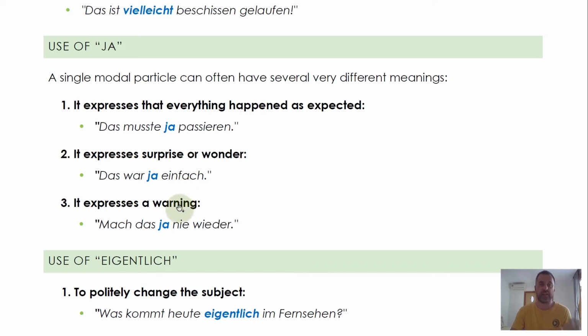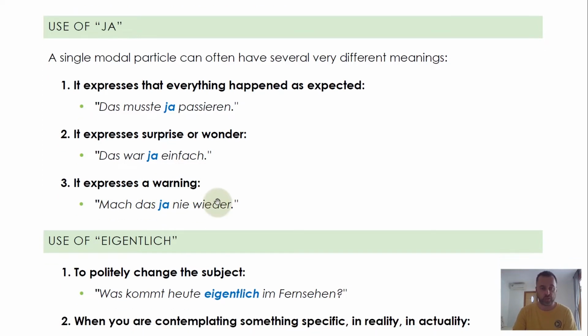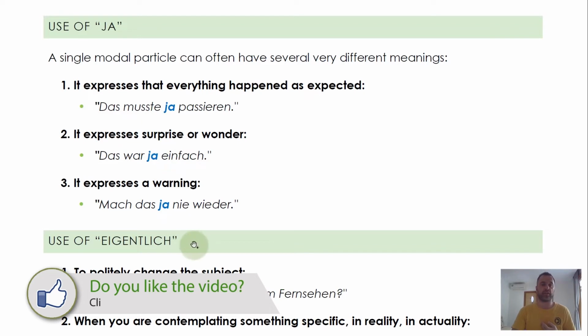So you can really see it shows some feelings here. Surprise, so that you wonder, whoa, I was expecting something different. And it can also express a warning. Mach das ja nie wieder. So, never ever do that again. You can see here my different intonation of the different versions. Das musste ja passieren. Das war ja einfach. Oder mach das ja nie wieder. So you can see here, according to the pronunciation and intonation, what it actually means.